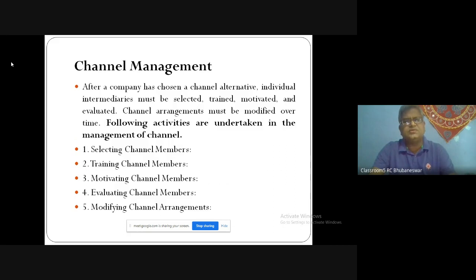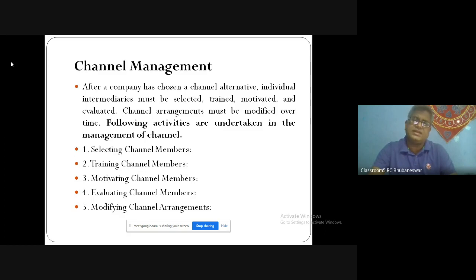But the question is, what is channel management? How can you manage the channels? There are different channels, and the flow of goods goes from one destination to another destination. So the intermediary, or the individual intermediary, should be selected, trained and motivated, and evaluated in managing the particular type of channel. Selecting the channel members, training is necessary, motivating is necessary, evaluating is necessary, modifying is necessary. It means to empower the members to sell the particular product.